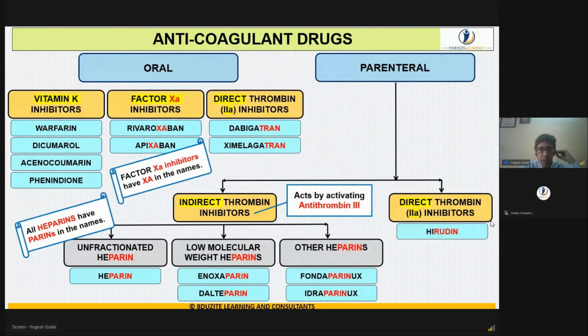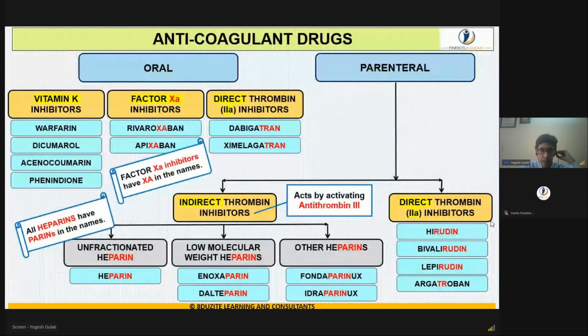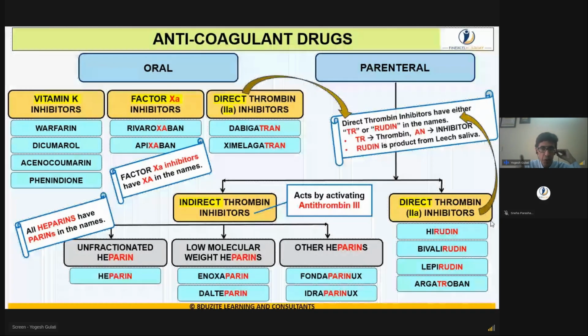Now move to the last group, which is parenteral direct thrombin inhibitors. We have hirudin, desirudin, lepirudin, and argatroban. So you have rudin and TR. Just observe here. If you get TR or rudin in the name of the drug, they are automatically direct thrombin inhibitors. TR stands for thrombin and AN is antagonist. So if TR is there, automatically put it as thrombin inhibitors.